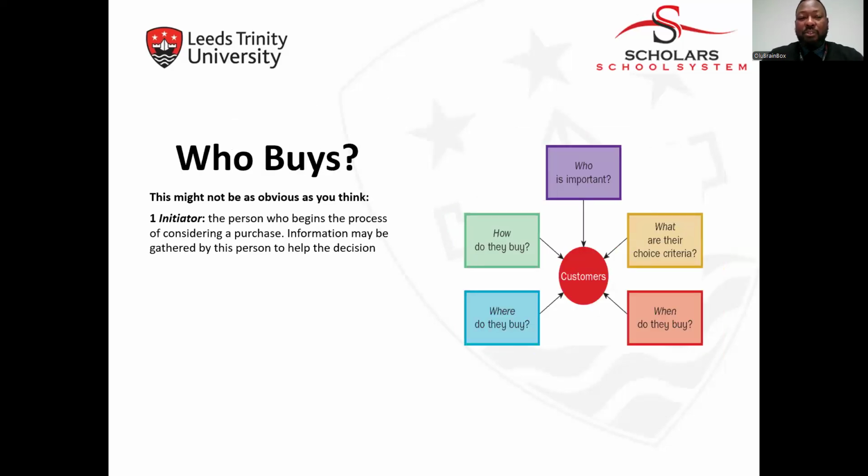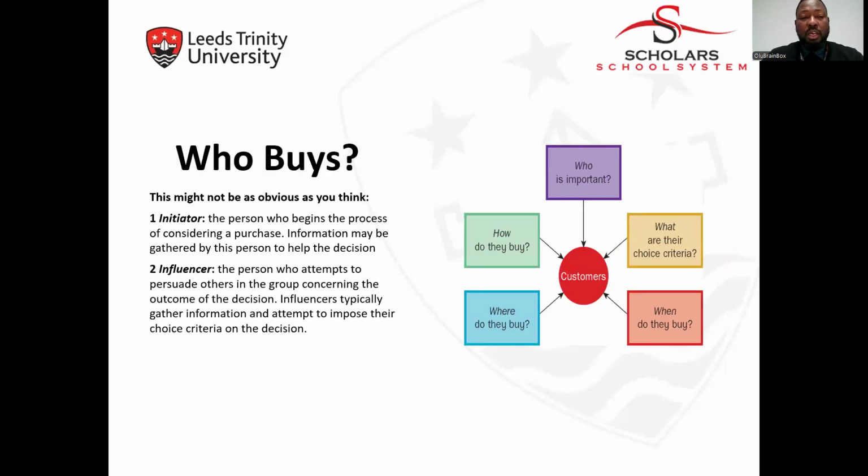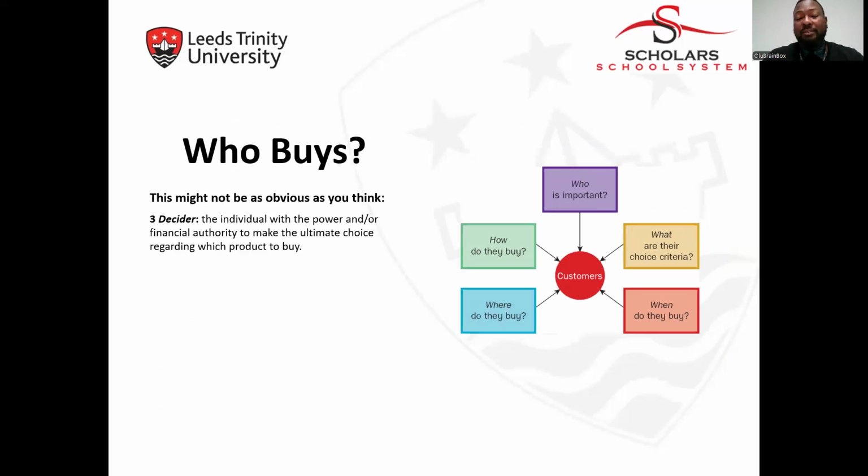Who buys? It could be the initiator. It could be the influencer. It could be the decider. When we talk about the initiator, we're talking about someone that takes the initiative to look for a purchase. When we talk about the influencer, someone that influences the decision, or an individual that is part of the decision-making process. And then when we talk about the decider, the person that makes the final decision. And then we have the buyer.